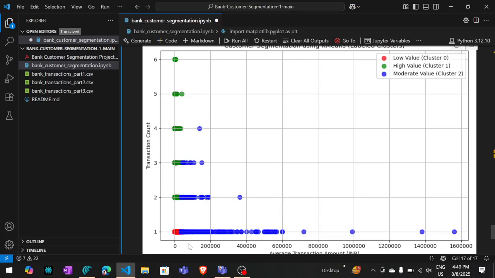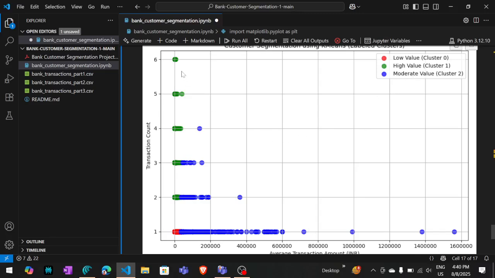I have plotted this into a scatter plot, and I can see that the low value customers have only one transaction every time. The moderate value customers have some customers with a high average transaction amount, but they are doing it one time only. Some customers have a transaction count of more than 2 or 3, and some even have a transaction count of 4.